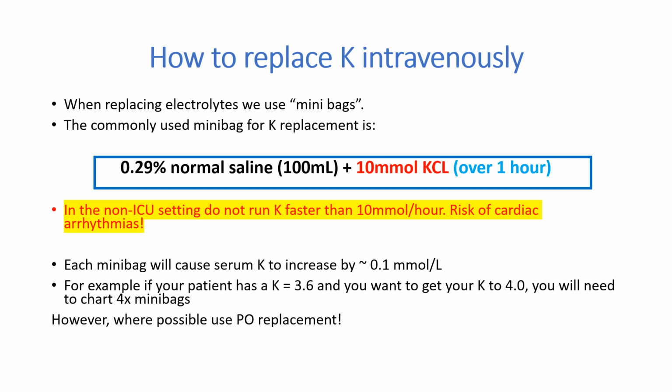In the non-HDU setting, you do not run potassium any faster than 10 millimole per hour, as you can cause cardiac arrhythmias. Each one of these 100 ml mini bags consisting of 10 millimole of IV potassium will increase your serum potassium by 0.1. So for example, if your patient has a potassium of 3.6 and you want to get the potassium to 4, you'll need to chart 4 of these mini bags.